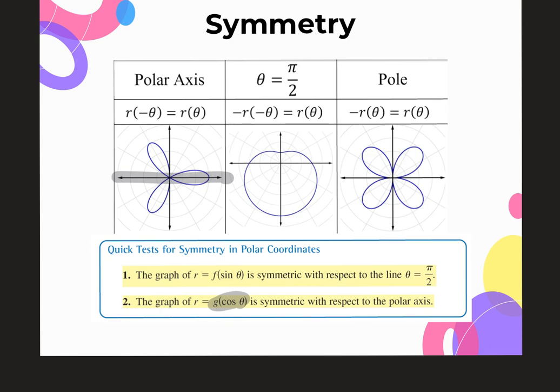Then we talked about if it's got symmetry to the pi over 2 line. The pi over 2 line is like your y-axis. If you plugged in a negative theta, it would actually change the value, so it would change the sign of your value. And it pertains to something that has sine.